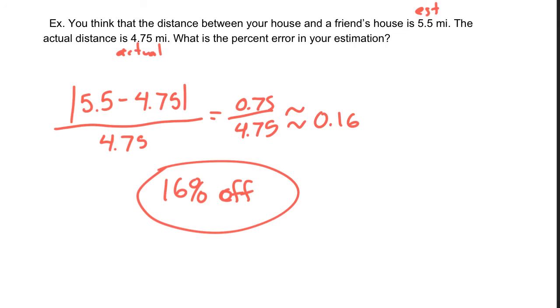I divide it by my actual distance, 4.75. And I get that I am about 0.16 or 16% off. So I guessed 16% higher than the actual distance. So finding out how far off you are as a percentage, that's percent error.